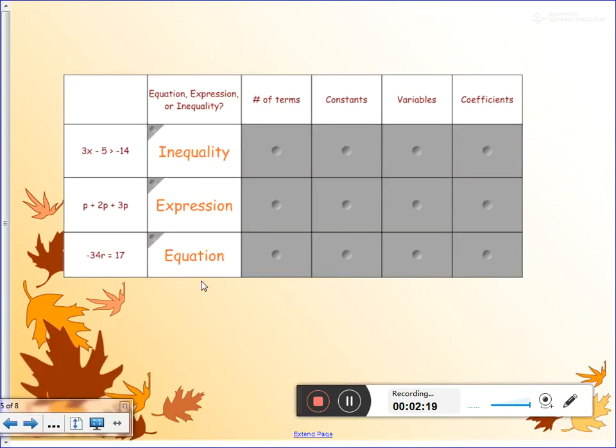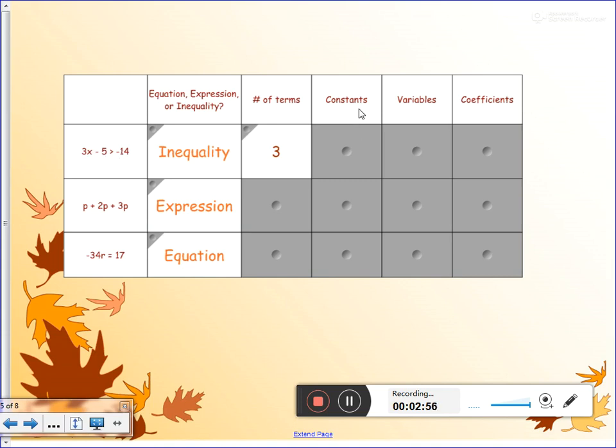All right. So again, on the front side, we already have this first column done. We're going to talk about our inequality here, and we're going to talk about the terms, the constants, the variables, and the coefficients. Okay, so if we look here, there's a grouping right there, and then a minus sign, and then a number, and then a greater than sign, and then another number. So because there's 3 separate things in between plus, minus, and equality symbols, that means we have 3 terms.